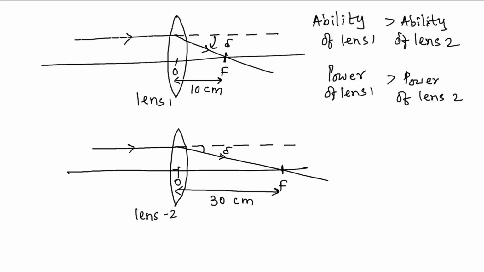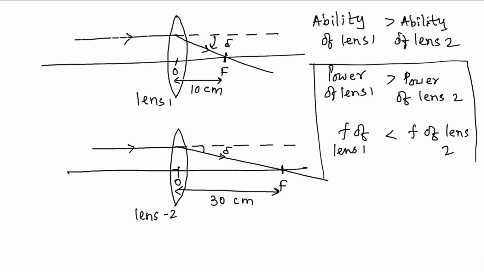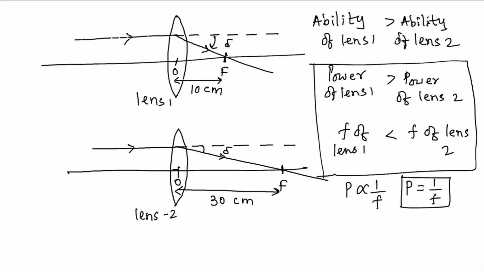Alright, so power of lens 1 is more than power of lens 2, but if you see the focal length of lens 1, the focal length of lens 1 is less than the focal length of lens number 2. So from this particular discussion, we can conclude that power of lens is inversely proportional to the focal length. And since power is inversely proportional to focal length, we can say power is equal to 1 upon f. This is the formula to find out the power of a lens.